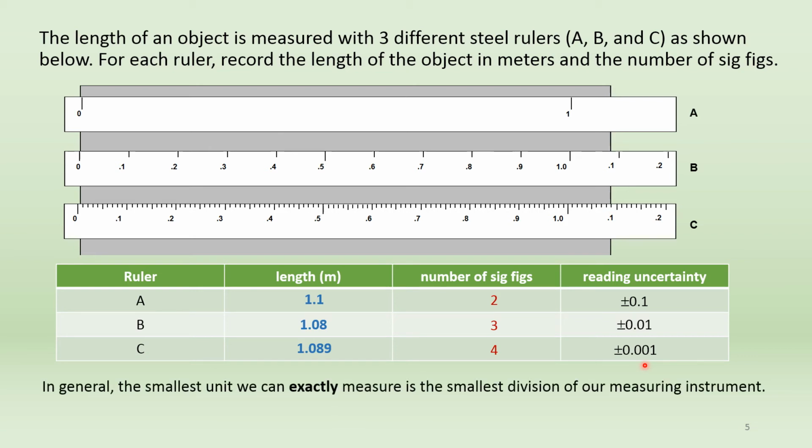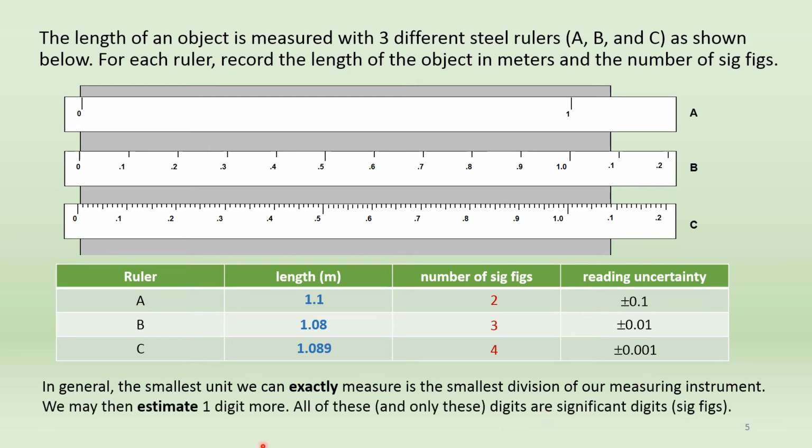So in general, the smallest unit we can exactly measure is the smallest division of our measuring instrument. We may then estimate 1 digit more. All of these and only these digits are significant digits or sig figs.